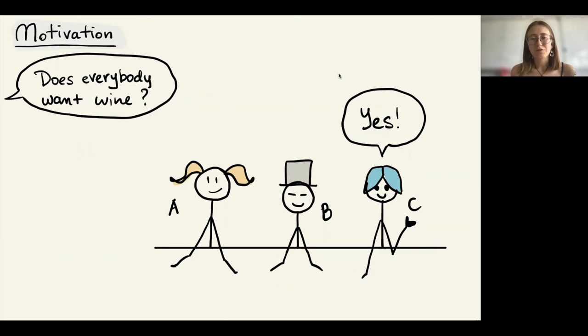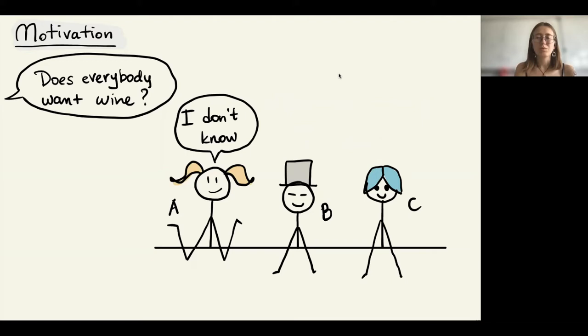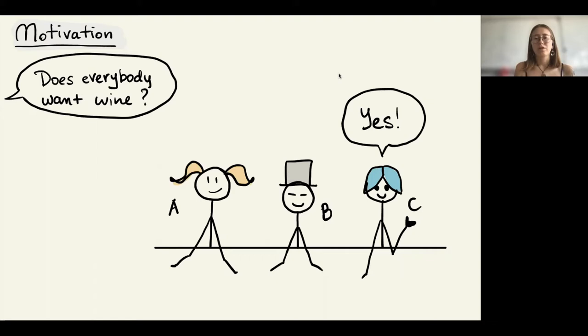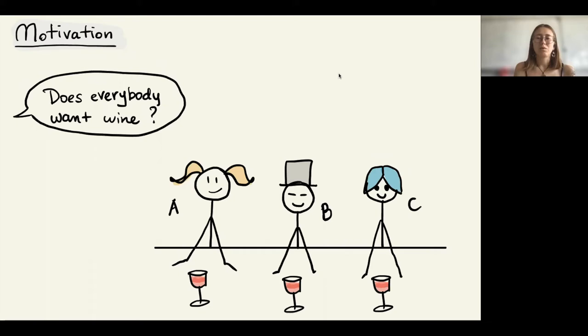So first, to understand his reasoning, we can take Alice's point of view. So Alice is very logical. So if she wouldn't have wanted wine, she would have answered no to this question, because then not everyone in a group would have wanted wine. But she answers, I don't know, which means that she actually wants wine. She just doesn't know if others want that too. The same reasoning can be applied to Bob's answer. And then finally, Charlie wants wine as well as Alice and Bob. And he answers yes, and they all happily get their wine.